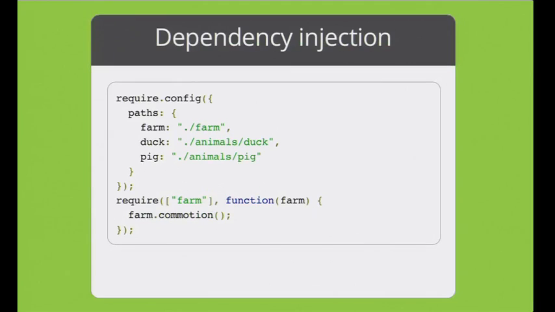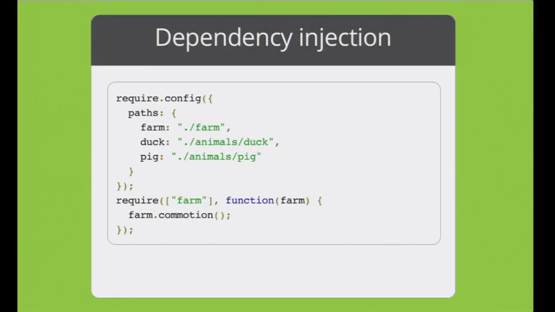Okay, and then finally here I've got putting it all together. In Require.js, you can actually put URLs directly into your dependencies, but they recommend against doing that. The best way to do it is to alias everything. So I have an alias saying farm should go to the farm file in the current directory.